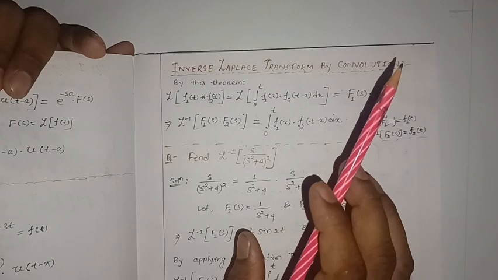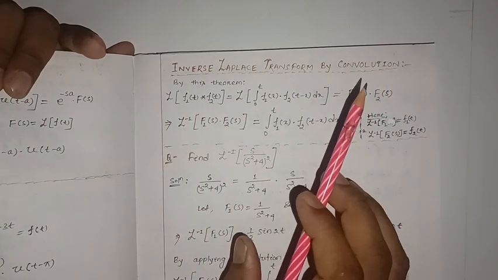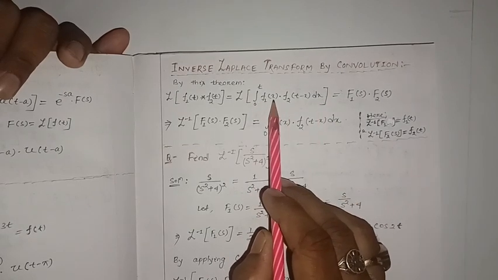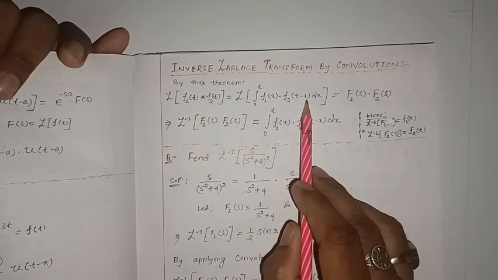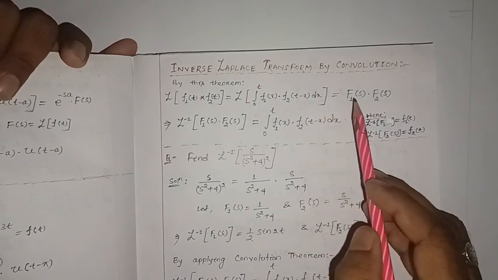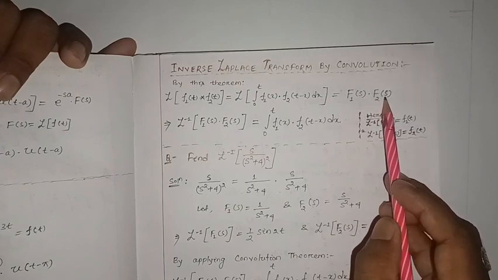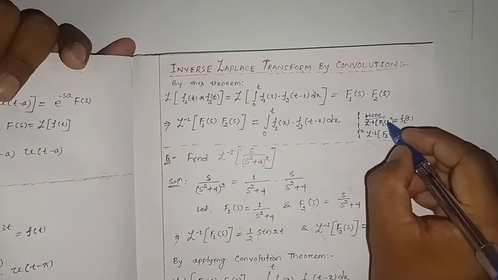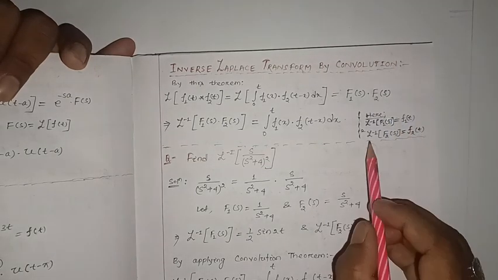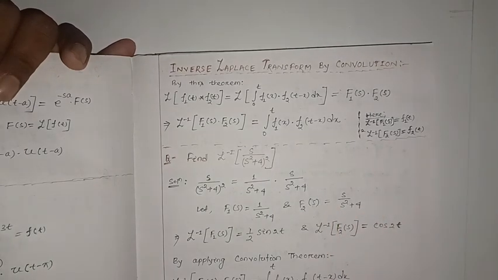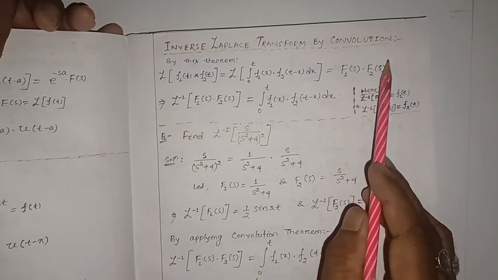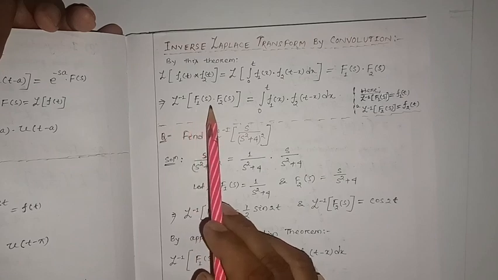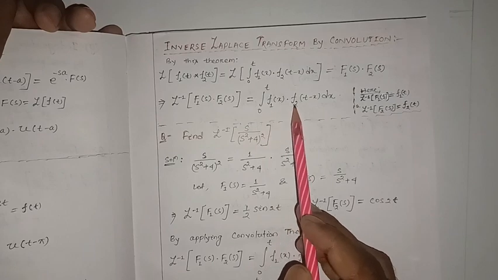The proof we are not considering here; you can find it in your mathematics syllabus. So the convolution of two functions can also be written as the integral from 0 to t of f1(x), with x as the other variable instead of t, into f2(t minus x) dx, which will be equal to capital F1(s) into capital F2(s). Here the inverse Laplace transform of capital F1(s) equals f1(t), and the inverse Laplace transform of capital F2(s) equals f2(t). So the inverse Laplace transform of F1(s) into F2(s) will be equal to the integral from 0 to t of f1(x) into f2(t minus x) dx.